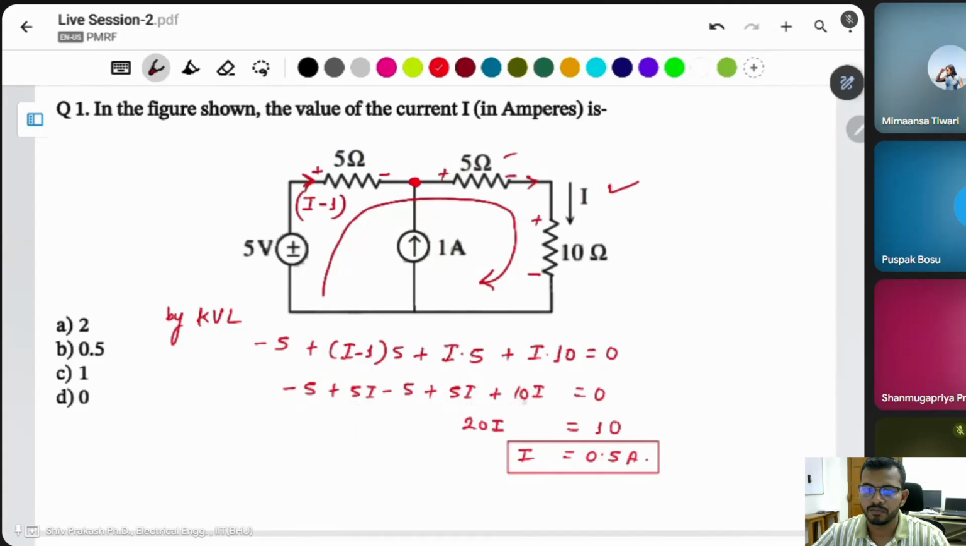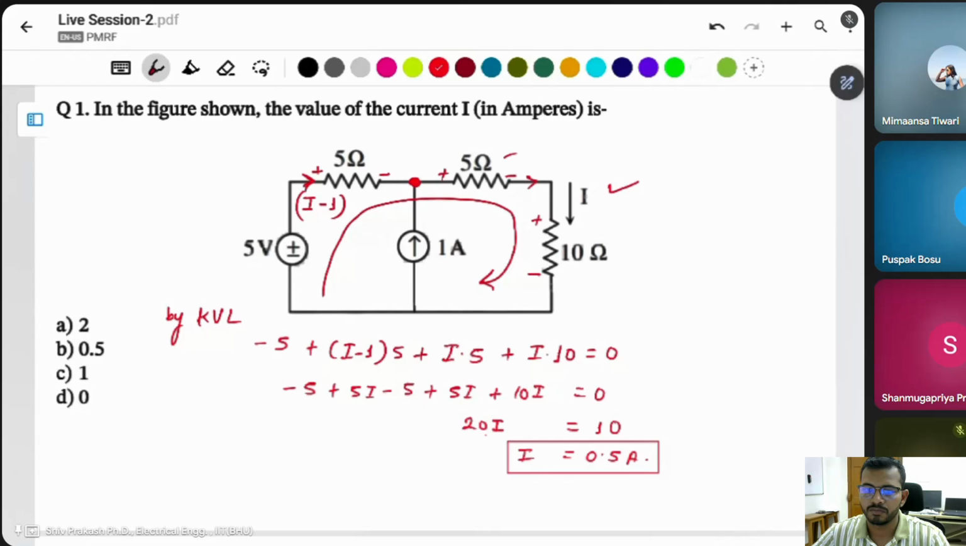5I and 10I is equal to 20I. Then 5 is minus 10, so 20I minus 10 is equal to 0. Then the minus 10 goes to the right side, that's why it will be 10. Then I is equal to 0.5. 10 by 20 is 0.5 ampere. It's okay.